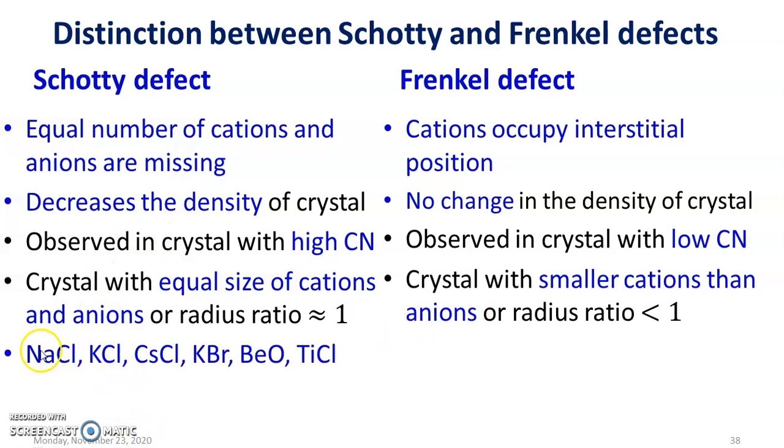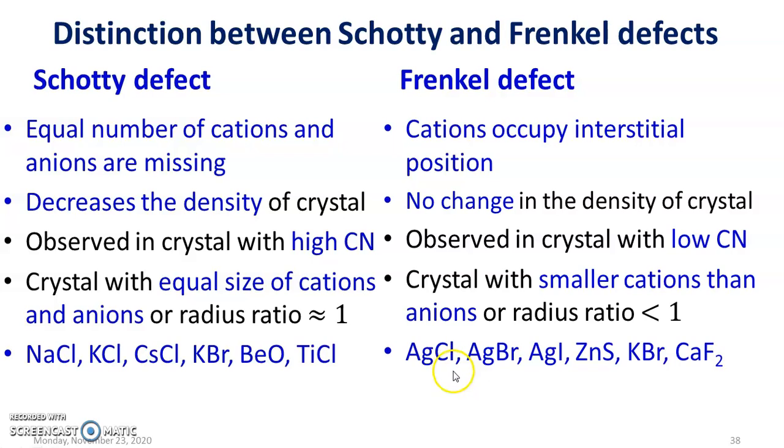Examples of Schottky defects are sodium chloride, potassium chloride, cesium chloride, potassium bromide, beryllium oxide, titanium monochloride. All these are AB type ionic compounds. Equal numbers of cations and anions are there, and they have nearly the same size. Whereas examples of Frenkel defects are silver chloride, silver bromide, silver iodide, zinc sulfide, potassium bromide, calcium fluoride.